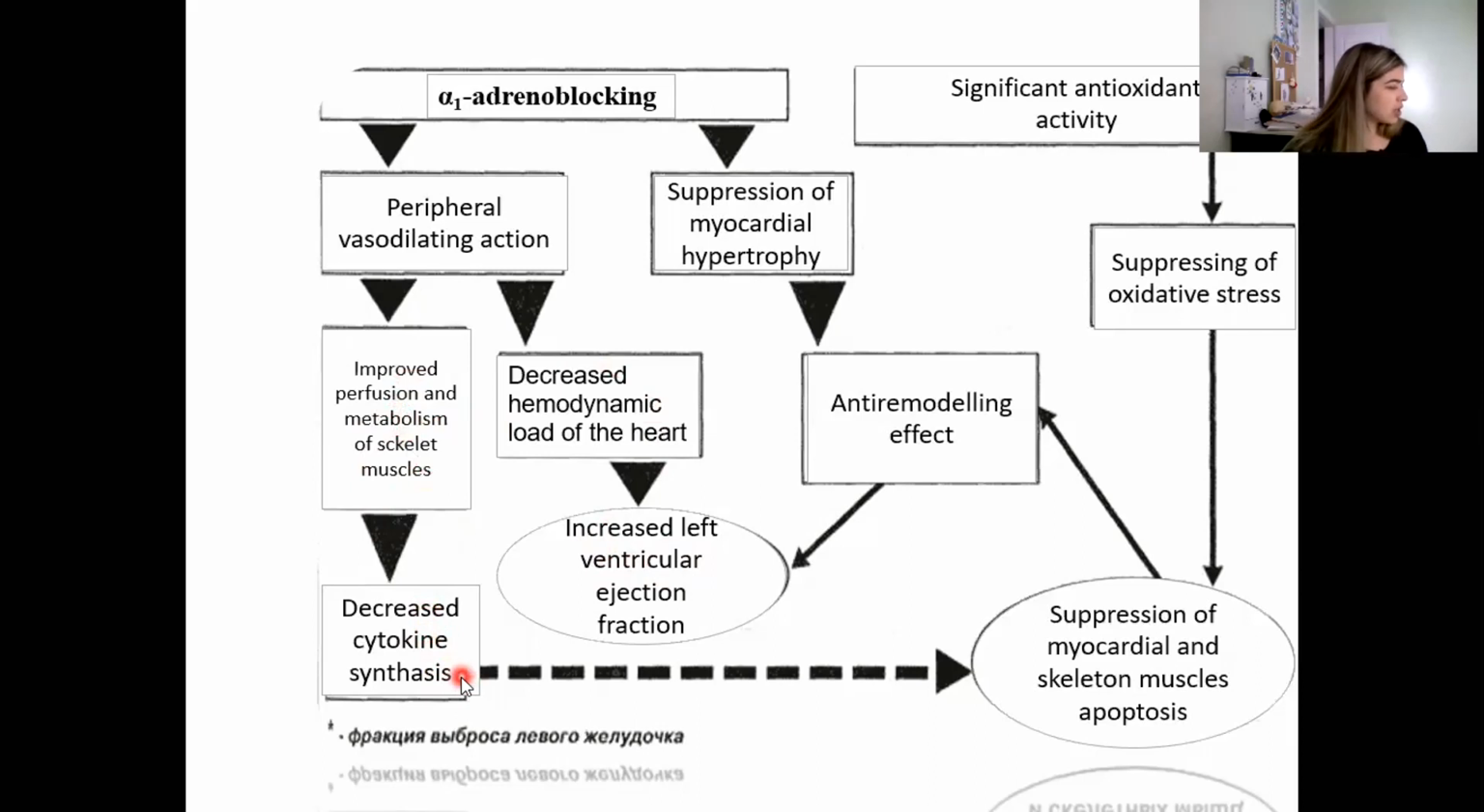Decreased cytokine synthesis, what does it mean? Cytokines, like bradykinin, interleukin, then maybe serotonin, are synthesized when there is any problem in the skeletal muscle, for example not enough oxygen, and it wants more blood supply. So if we have the vasodilating effect, there is enough blood supply, and our muscles don't make cytokines, they don't call for more blood.